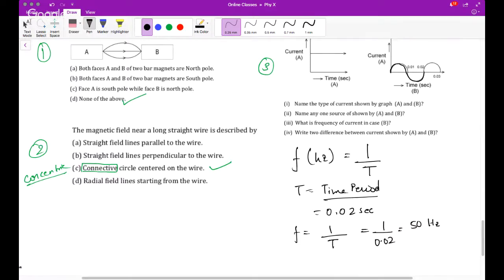Difference between A and B. What is the difference? You can suggest it in the comment section. Meanwhile, I'll give you another question.